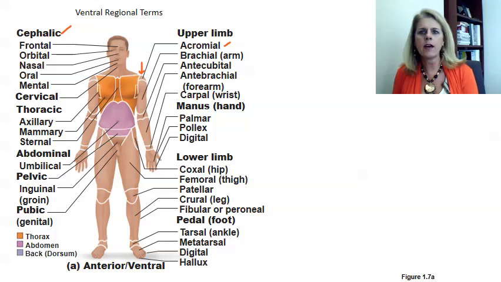So you have major regions. You have like the cephalic region, and I'm not going to go through all of these because you can read and it's in your textbook. But cephalic is the whole head.